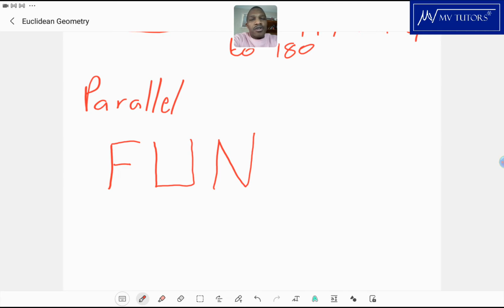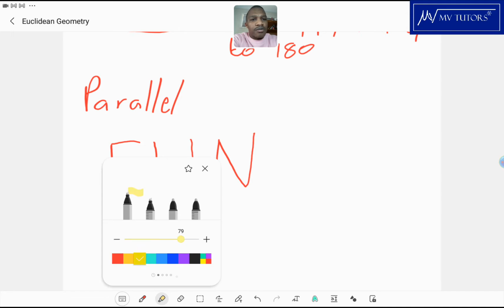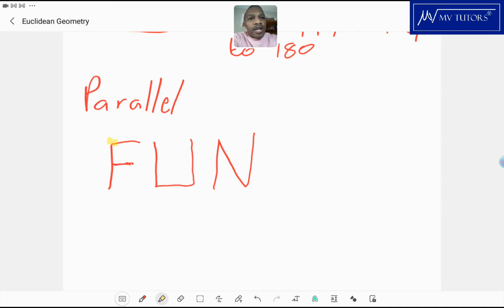Right, first of all, in identifying your parallel lines, let me use a highlighter, change the color to yellow. These are the parallel lines over here on F. And then on U, these are the parallel lines over here. And then on N, these are the parallel lines. Cool. Now let's go back to identifying the angles in these parallel lines.